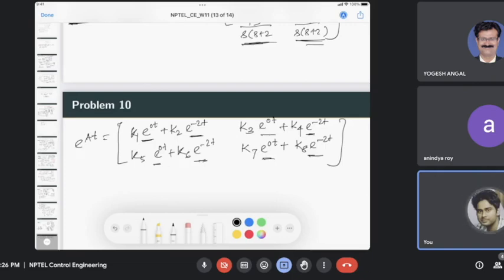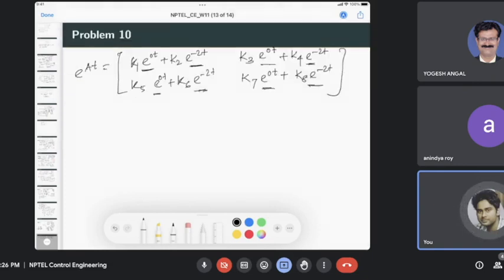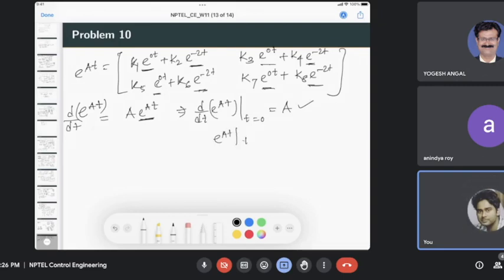So we have to find these k1 and k2. For that we will use two properties. We see that if we take the derivative of e to the power At, then it is exactly equal to A e to the power At. This implies that the derivative of e to the power At at t equal to 0 will be A, since e to the power 0 is identity. Similarly, e to the power At at t equal to 0 is the identity matrix. So we will use these two properties to find all the unknown coefficients k1 up to k8. First we will compute the derivative of this matrix.